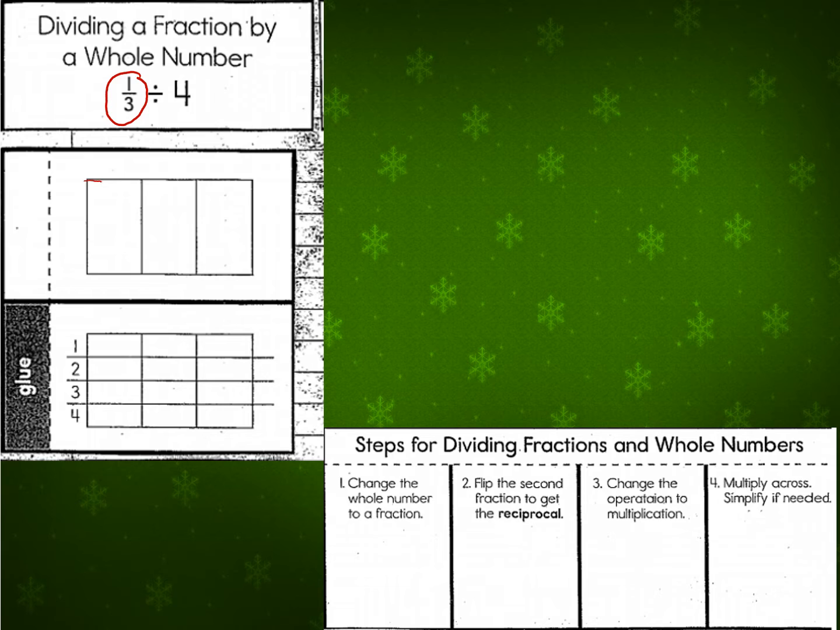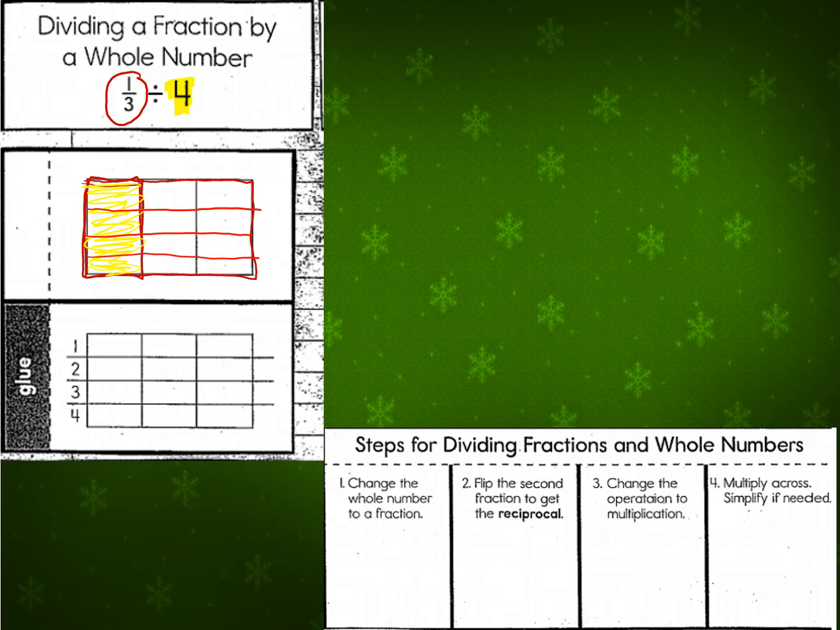So if I look here, this whole piece represents a whole, and 1/3 of it is right here. Okay, so 1/3. I'm gonna go ahead and shade in 1/3 of my picture. But I need to divide it by 4. We're going to divide that by 4. So when I divide it by 4, we do this: 1, 2, 3, 4.